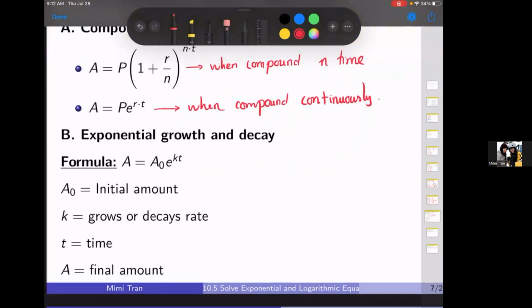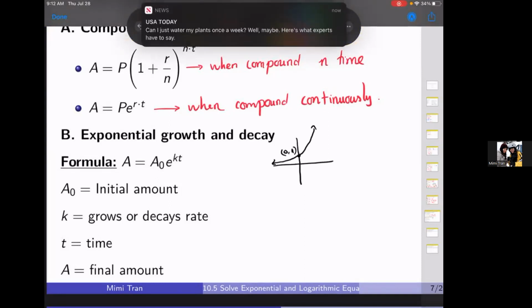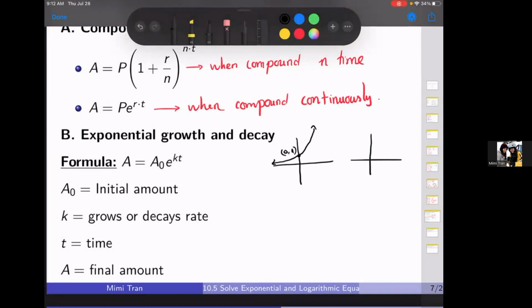Now it's more like log. Now exponential growth and decay. Let me remind you about exponential growth and exponential decay. So growth goes through 0, 1, and it's increasing from left to right, right? So growing like bacteria multiplying, viral videos and whatnot. And exponential decay decreases from left to right, still going through 0, 1. Growth, decay.